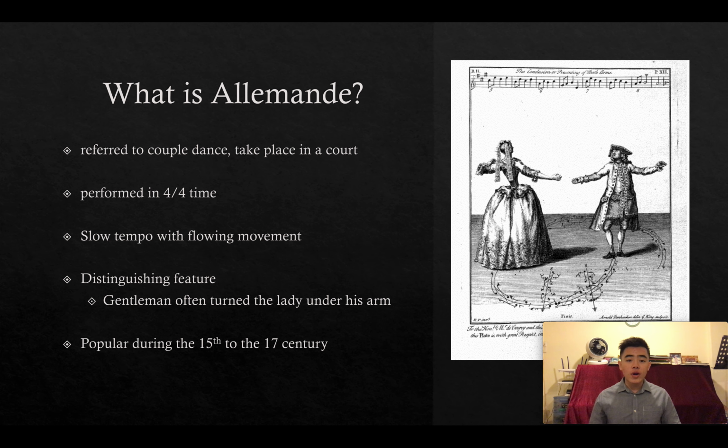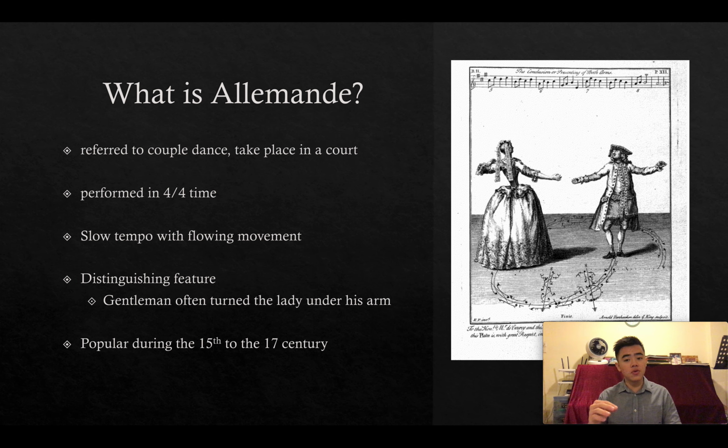So let me talk about what is Allemande first. That is our topic, our main dish for today. Allemande refers to a couple dance that takes place in the courts in the Baroque period, or even the middle Renaissance period. And usually it is performed in 4/4 time.